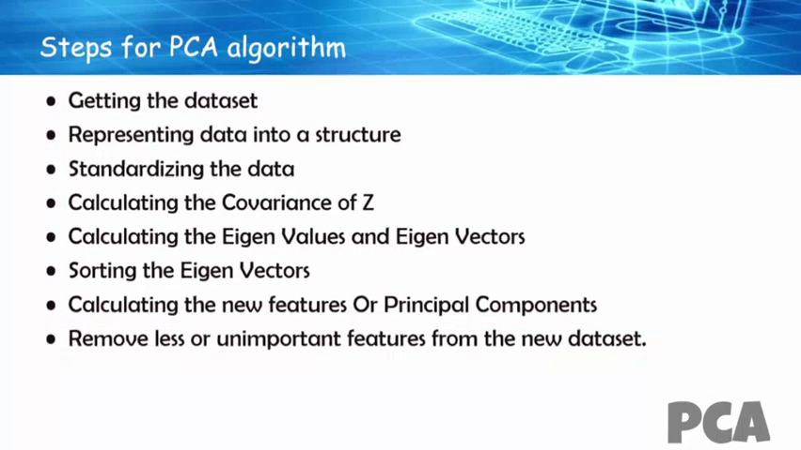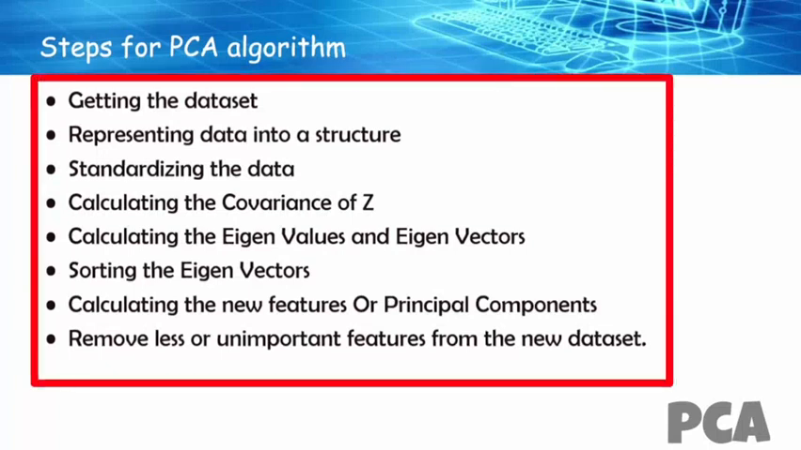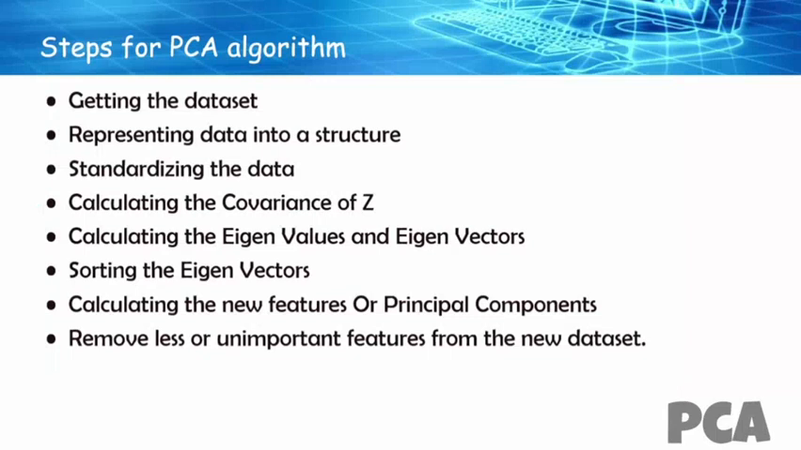Okay. So the main steps I would like to tell are getting the data set, then standardizing it, calculating the eigenvalues, and finally removing the unimportant features. Or with some of the Python libraries, you just need to mention how many dimensions you are looking for, and it will automatically carry out the eigenvalues and eigenvectors and directly give us the final principal component features.